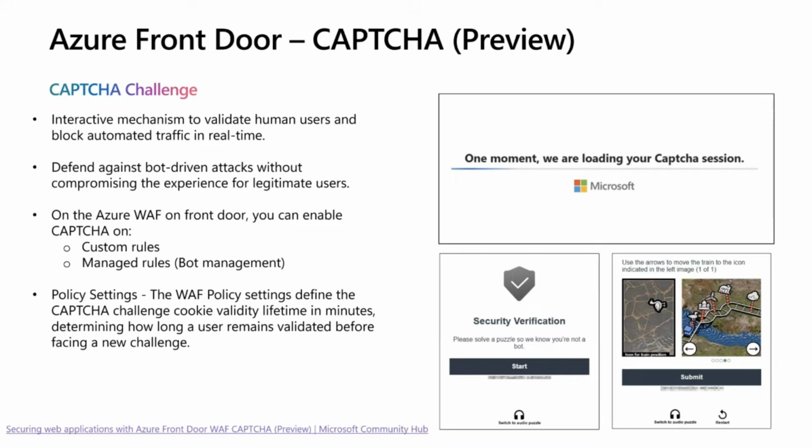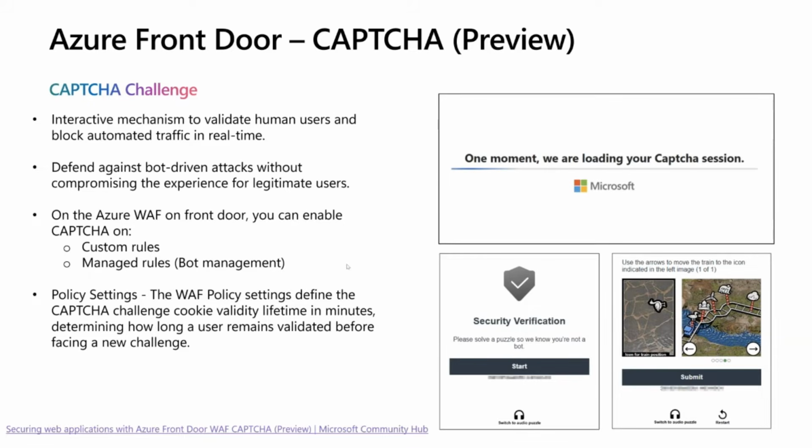The policy settings allow administrators to configure how long a successful CAPTCHA validation lasts before running a new challenge. So balancing security with user convenience there. So this ensures that genuine users can continue interacting with the application smoothly while threats are effectively blocked. So this is just a snapshot of what kind of CAPTCHA challenge that the users will be seeing on the browser.